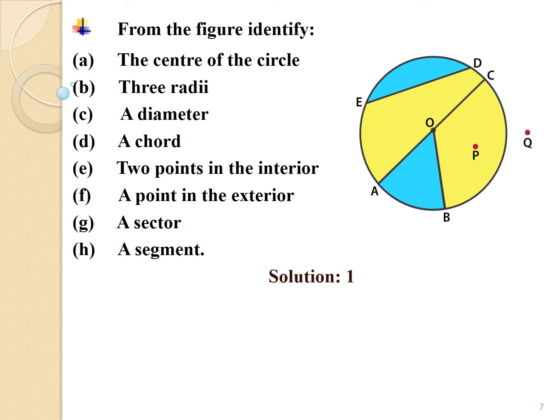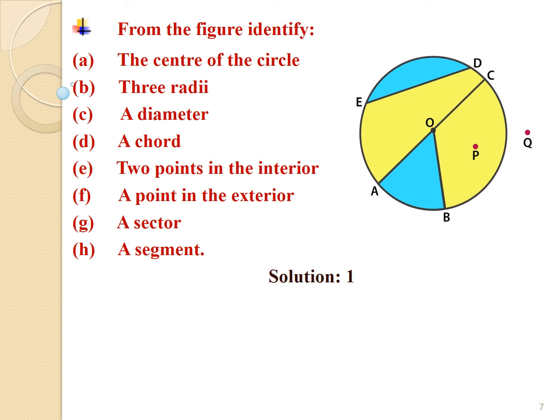Exercise 4.6. Question number 1. From the figure, identify. Students, in this question, we have to identify the center of the circle, 3 radii, a diameter, a chord, 2 points in the interior, that is, inside of the circle, a point in the exterior, that is, outside the circle, a sector and a segment.